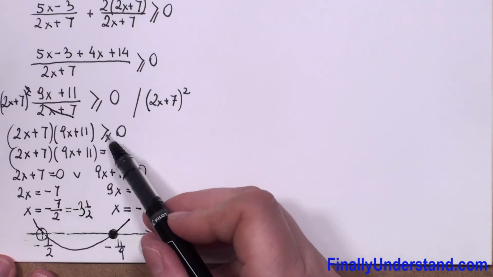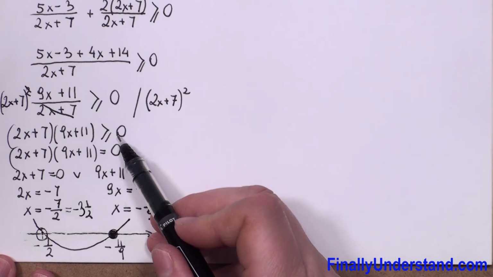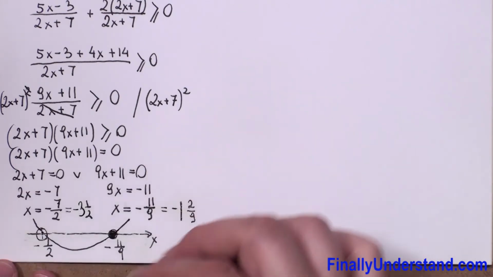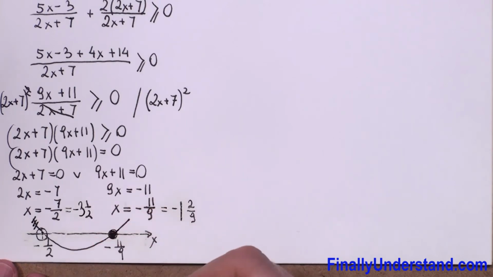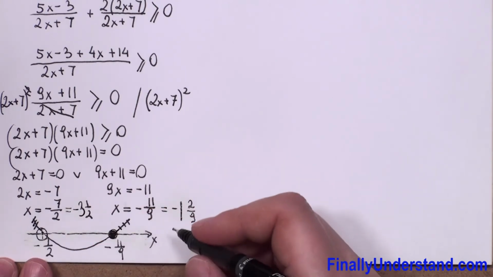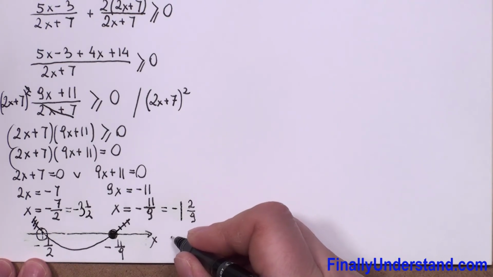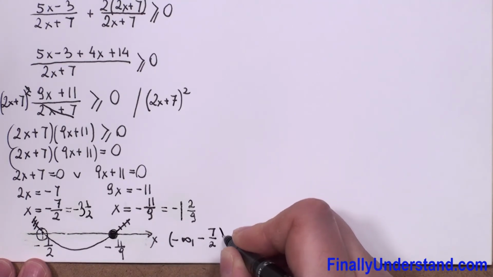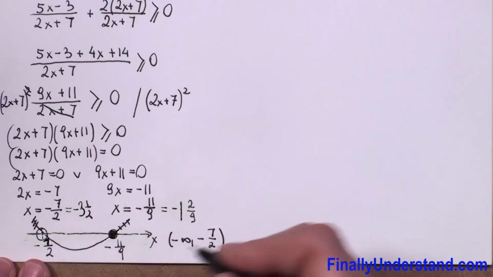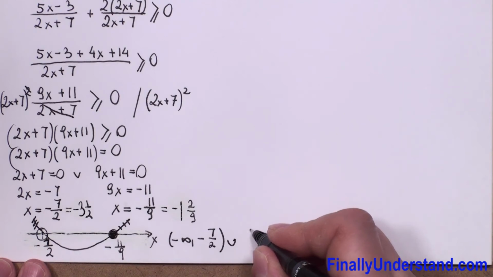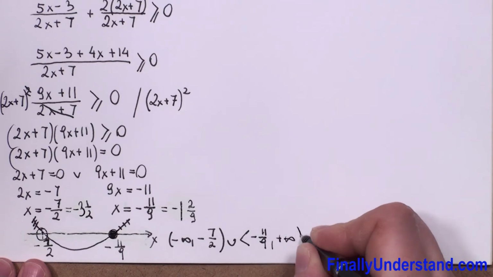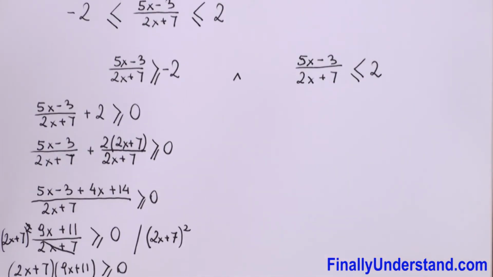And now we have to find the value greater than or equal to 0. So values greater than 0 are all above our x number line. This part of the graph is above. So the solution will be the interval from negative infinity to negative 7 over 2, open, plus the second interval, closed on the left side, from negative 11 over 9 to positive infinity. This is our solution to our first inequality.